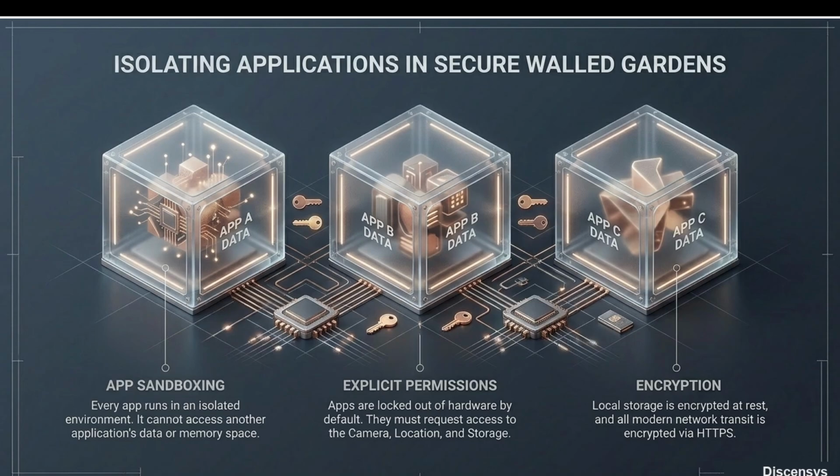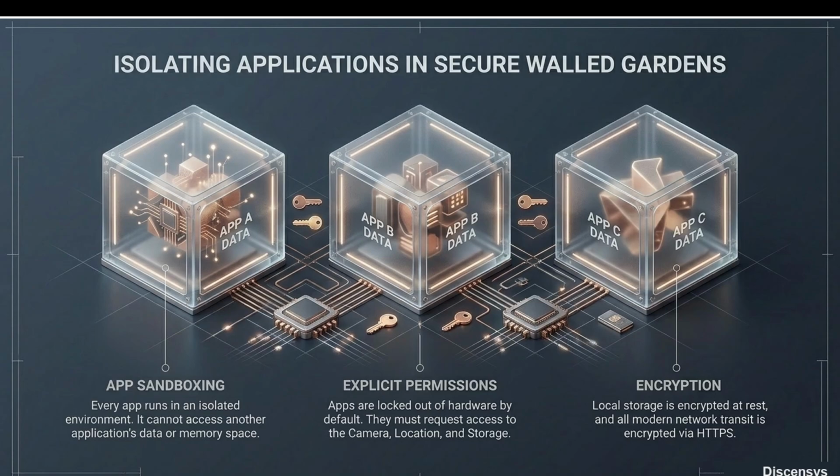Isolating applications in secure walled gardens. So as we have talked, within a smartphone we can open multiple apps at a time, right? So all these apps need to be isolated so that they won't have any communication between them. As they are separate apps, they need to have their own specific memory. Every app runs in an isolated environment, which is called app sandboxing. It cannot access another application's data or memory space.